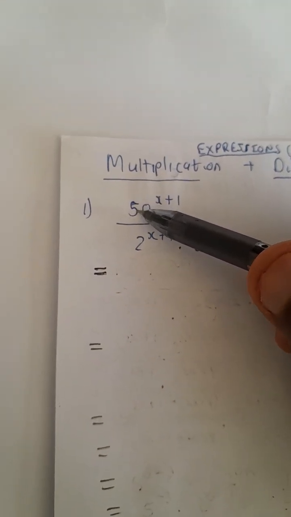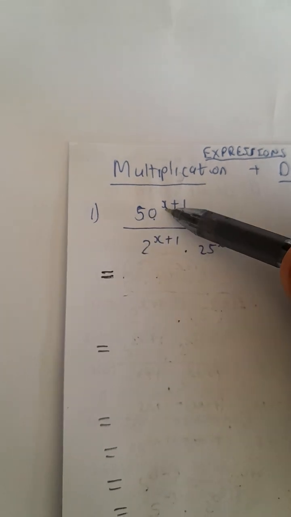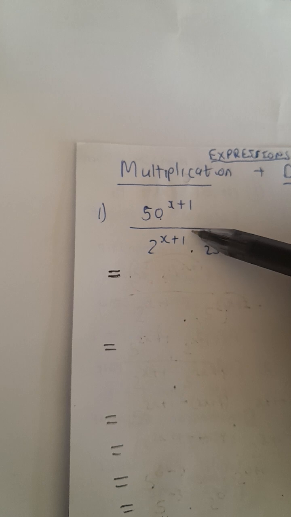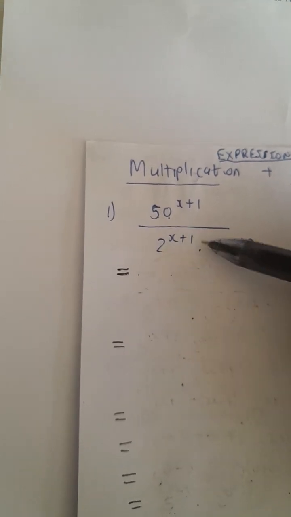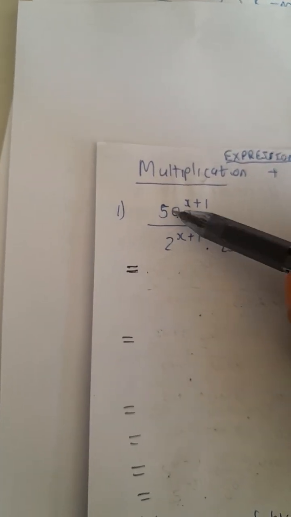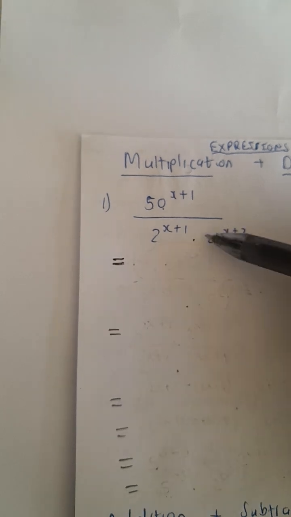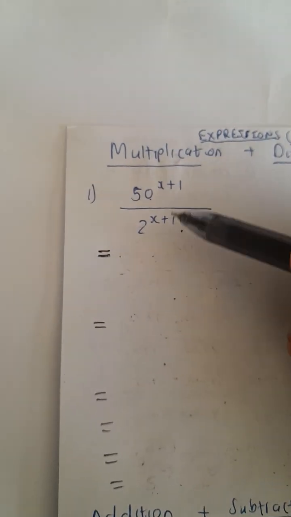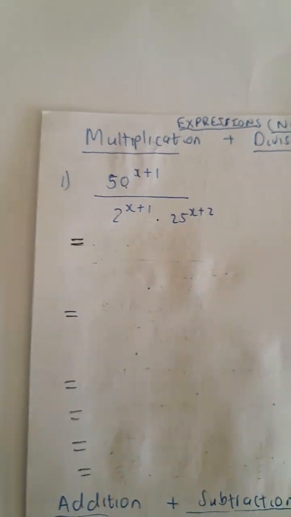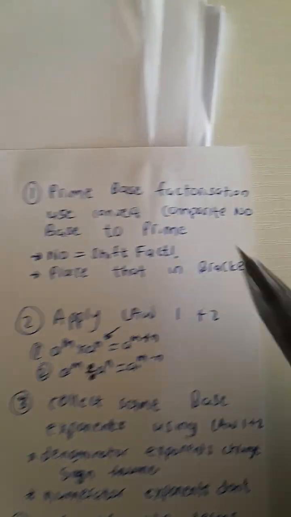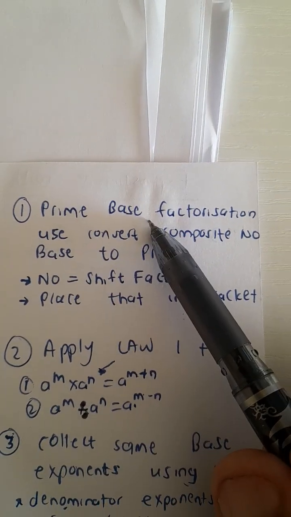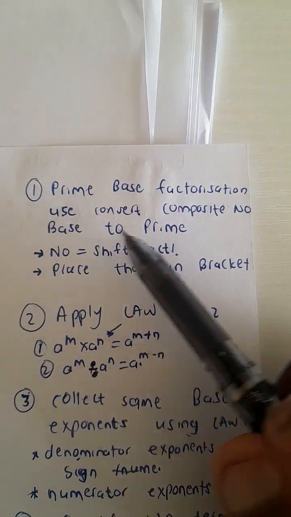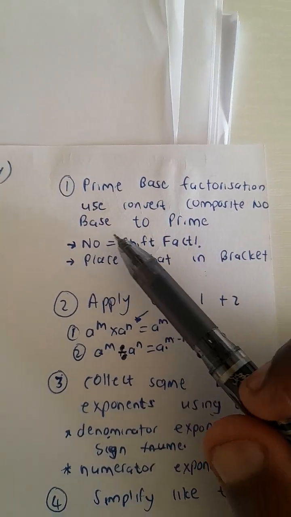In other words, if you look at the numerical bases, you have 50 to the power x plus 1. This numerical base is basically divided by 2 to the power x plus 1. So the relationship between these two is division, and the relationship between these two is multiplication. And there's no addition or subtraction between the numerical bases. So the suggested method then is that first and foremost, we need to prime base factorize, convert the composite number bases to prime numbers.